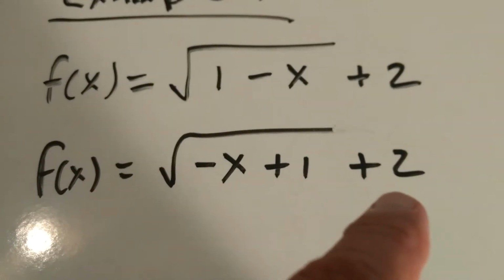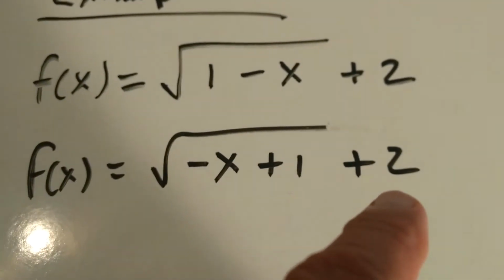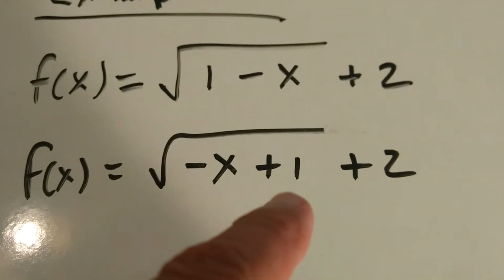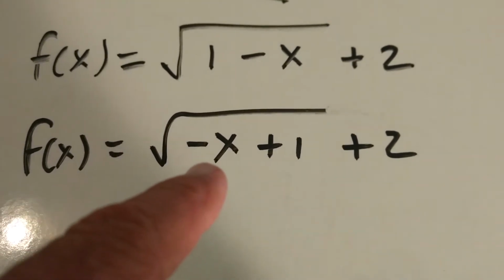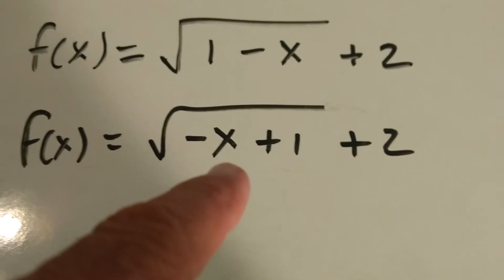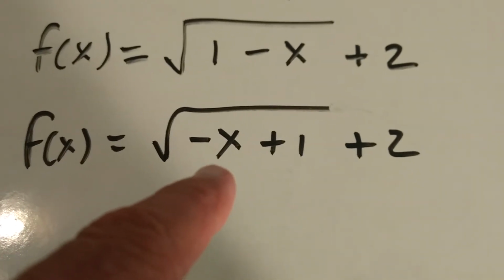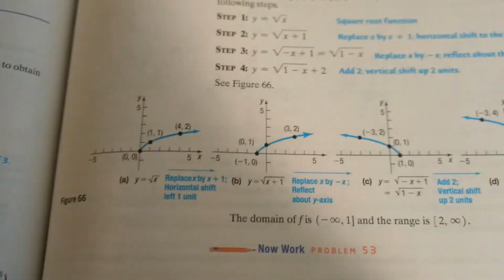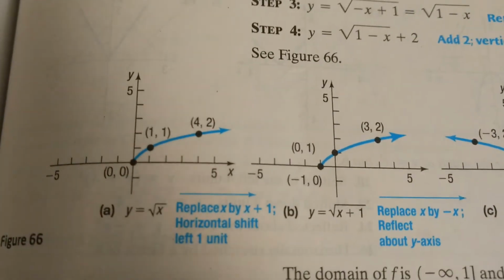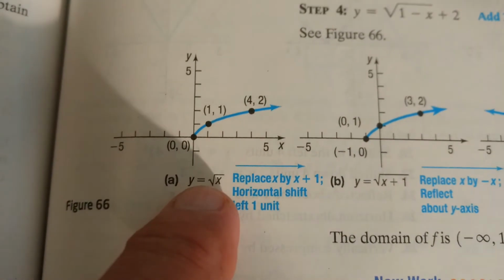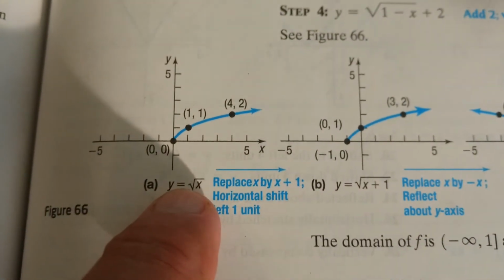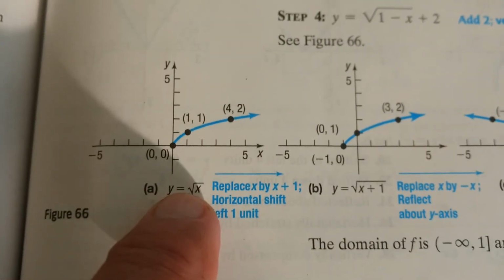I can see that I got a vertical shift up 2. I got a horizontal shift to the left 1. And then I got a reflection, which is going to be about the y-axis. So this is what's going to happen when we solve this graph. So here's basically what happens here. I'm going to get kind of close so you can see these. So here is the square root graph. And incidentally, this is on page 263, example 13.